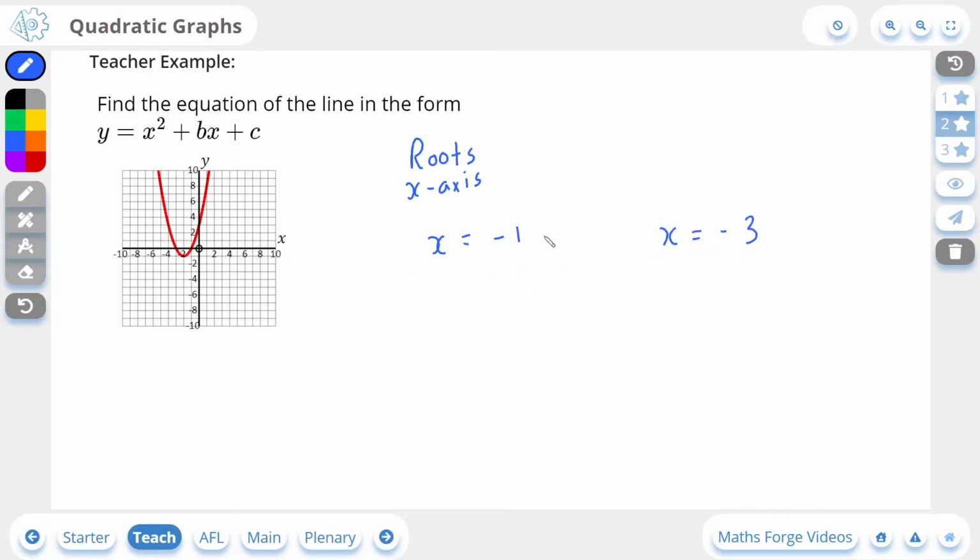Now, just by using our roots, we can actually get the equation of this line. We don't need to do anything else, just using the roots. And this is how it's done. Get each of your roots to equal 0. And this is what I mean by that.